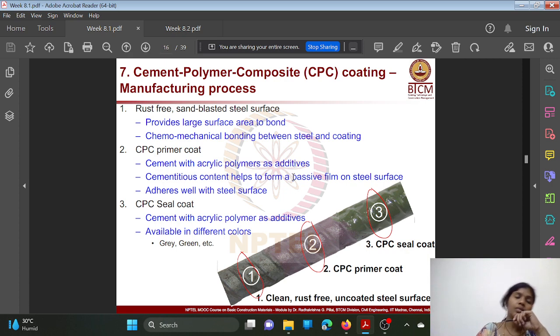And it adheres well with the steel surface. Then the CPC seal coat has to be applied. Cement with acrylic polymer as additives will be applied again, and it is available in different colors like green, gray, etc.